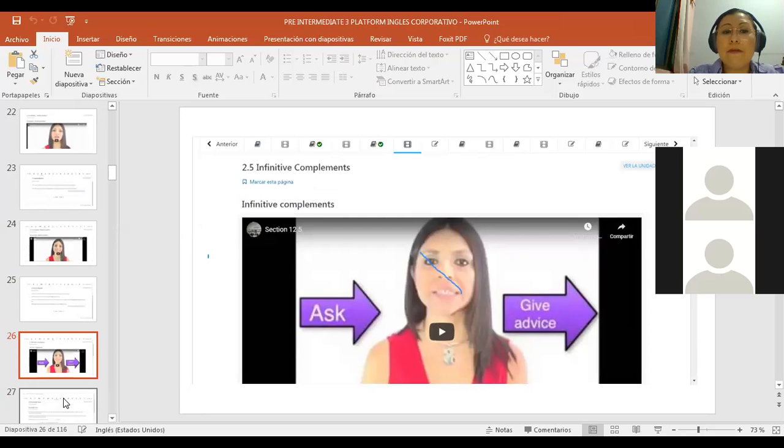Then we are going to advance, if we can today, if not tomorrow, to cover the infinitive complements. And we are going to use some words like ask, to ask, and give advice.